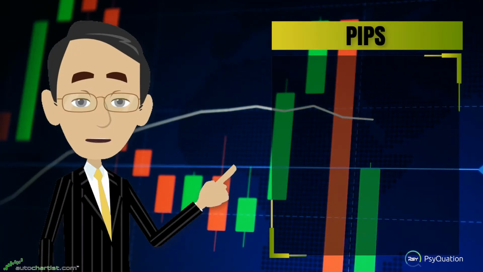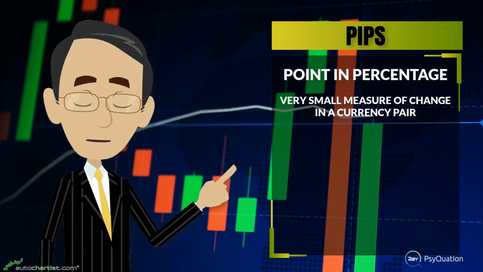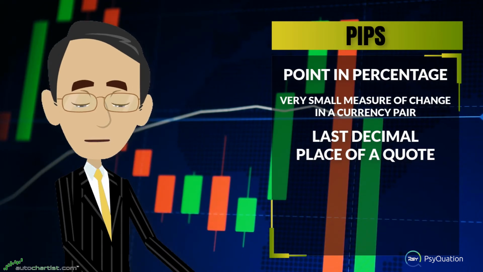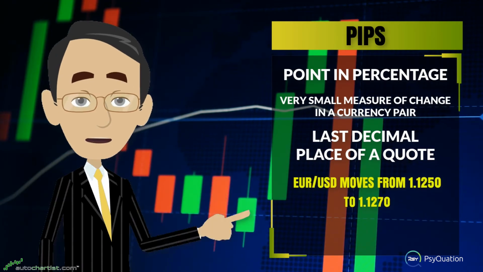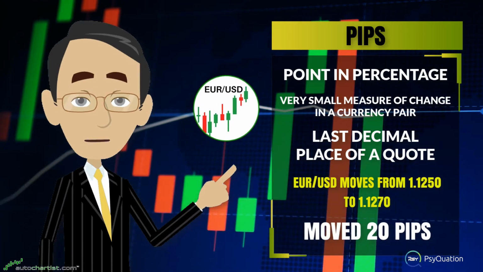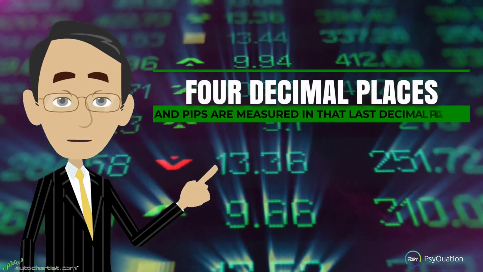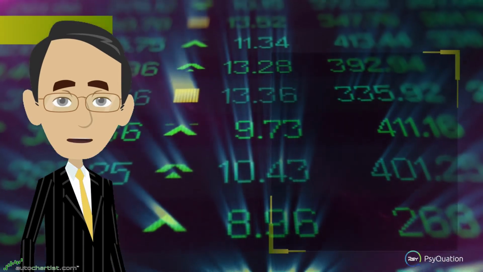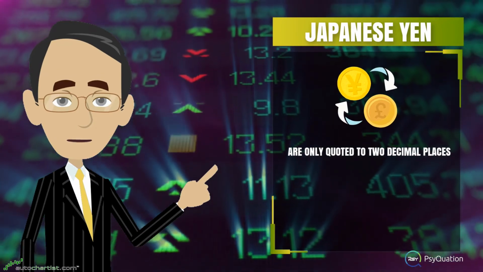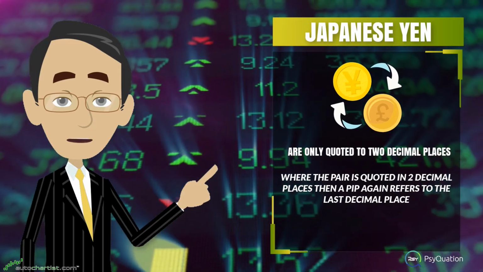Pips. The word pip is an abbreviation of point in percentage and is a very small measure of change in a currency pair. When talking about pips, traders are referring to the last decimal place of a quote, so that if the EUR USD moves from 1.1250 to 1.1270, we would say it has moved 20 pips. You will note that most currency pairs are quoted to 4 decimal places, and pips are measured in that last decimal place. But some pairs, like pairs including the Japanese yen, are only quoted to 2 decimal places. Where the pair is quoted in 2 decimal places, then a pip again refers to the last decimal place.